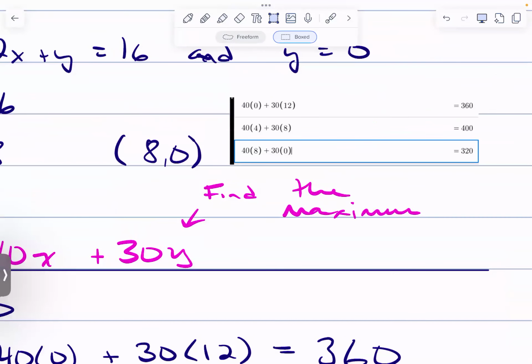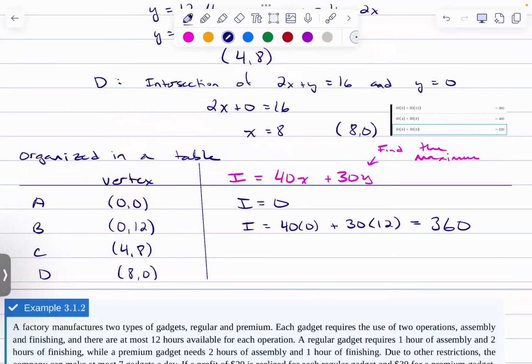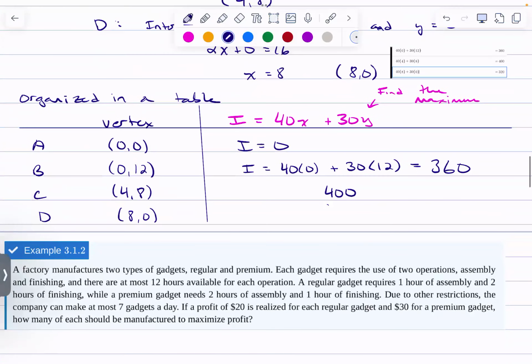You were there. 360, 400, and 320. If I asked you which income would you like, which one would you choose? Probably C. Ta-da! You did it. Maximize your income, which means that you would work 4 hours at job 1 and 8 hours at job 2. And that's how you would maximize your income.